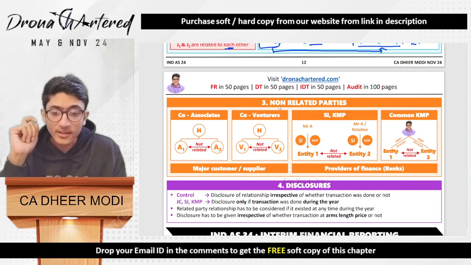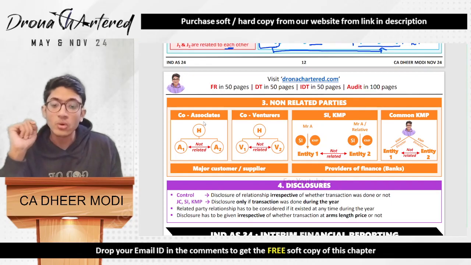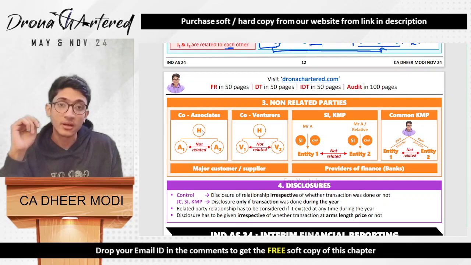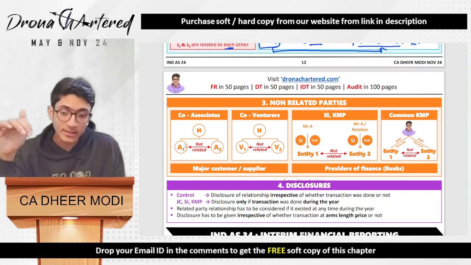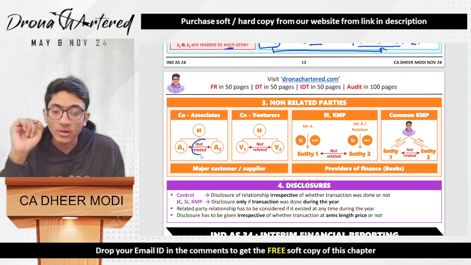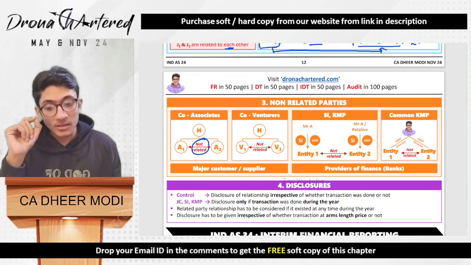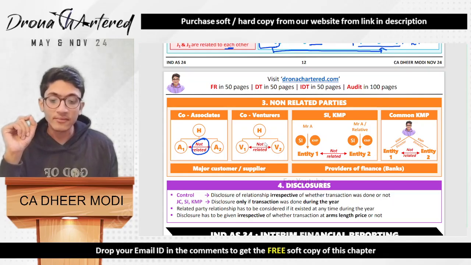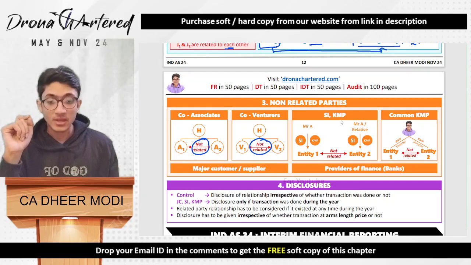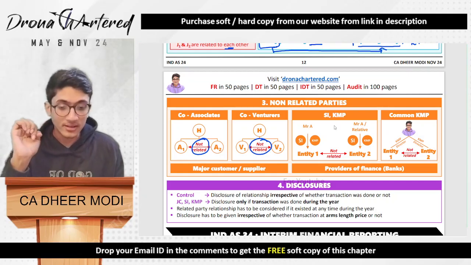So next is your non-related parties. Who are your non-related parties? So basically co-associates. So if there is a holding company with two associates, that is A1 and A2, in such a case A1 and A2 are not related to each other. Any co-venturer, that is holding company with two venturers V1 and V2, V1 and V2 will not be related to each other. Any SI or KMP, this I've already asked you a question.